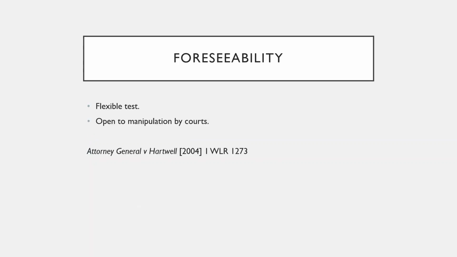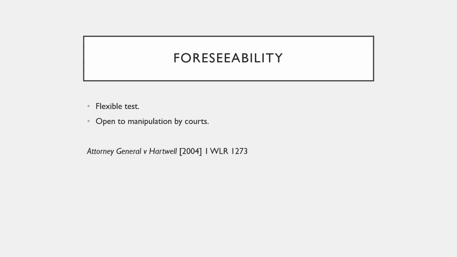So now we'll talk about foreseeability. It's quite a flexible test. It's open to be manipulated by the courts. They're able to interpret it in a way that different cases will achieve different outcomes. So it allows them to prevent an unfair imposition of liability.